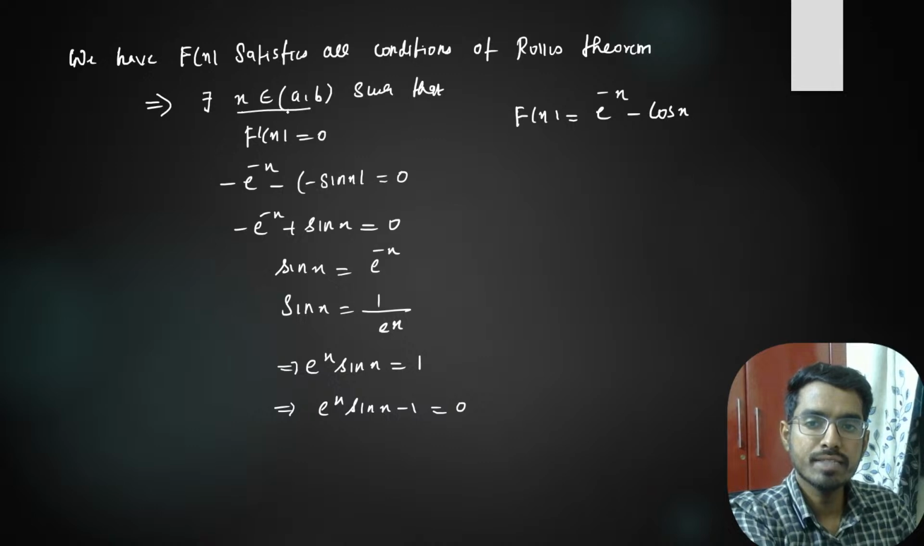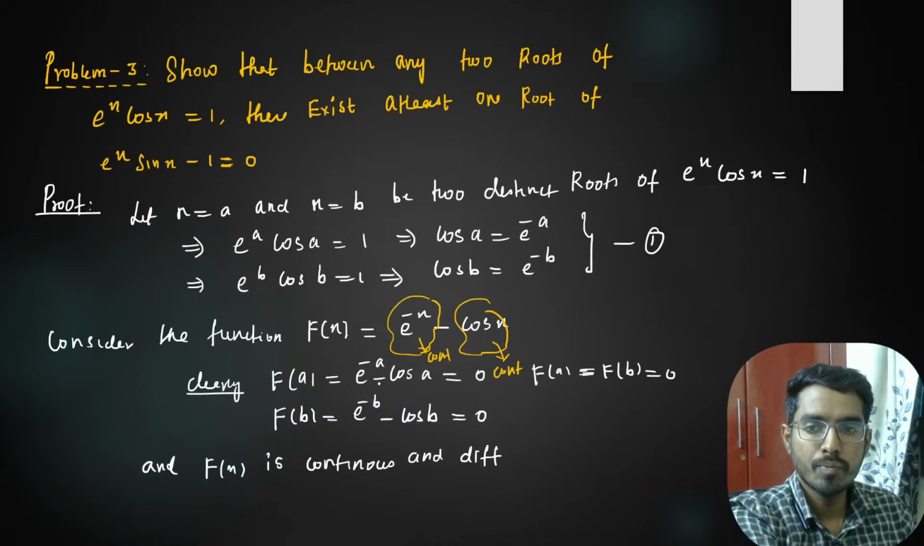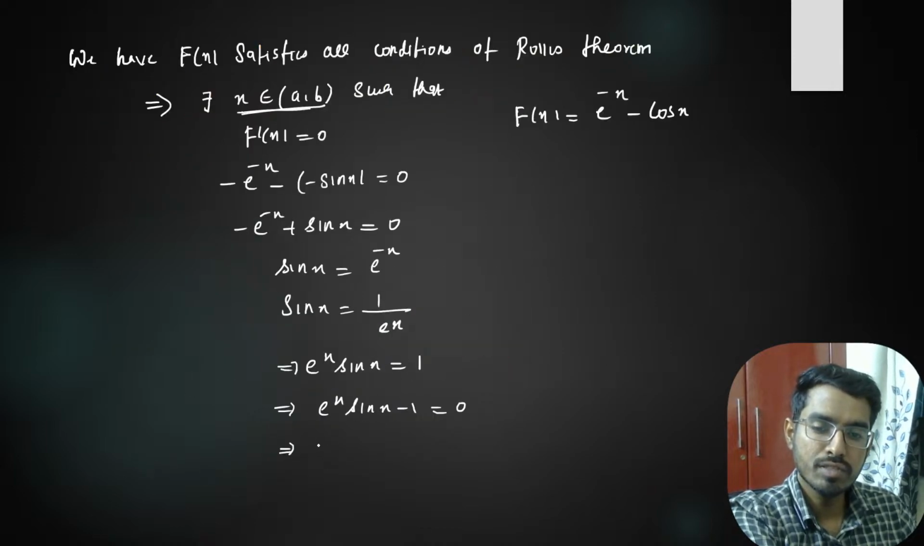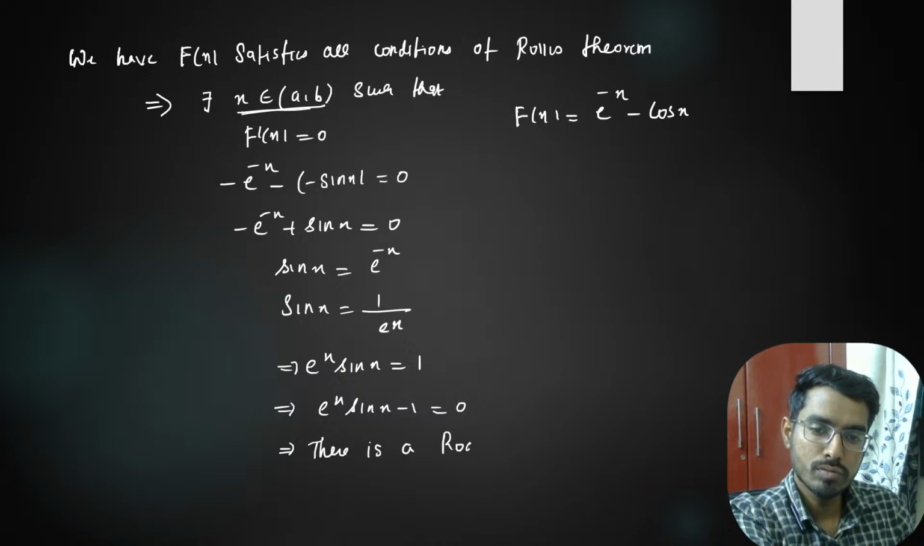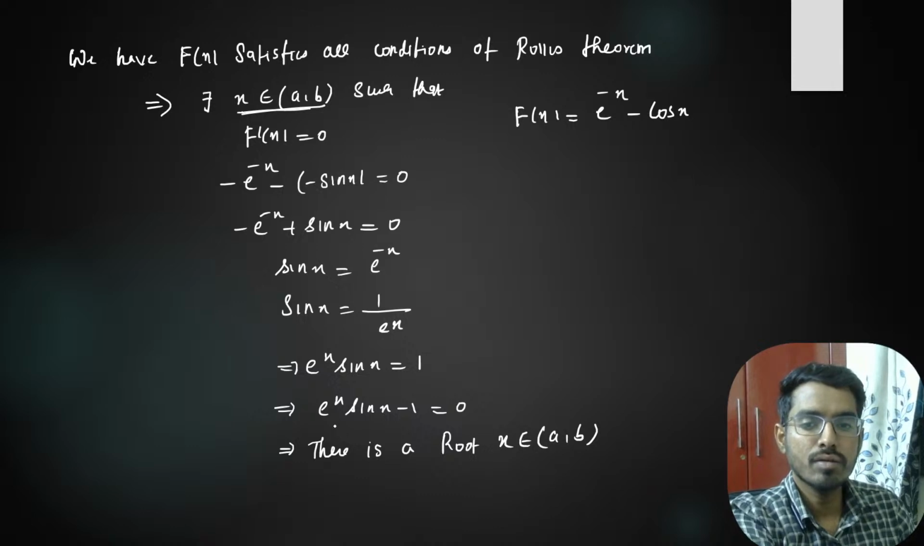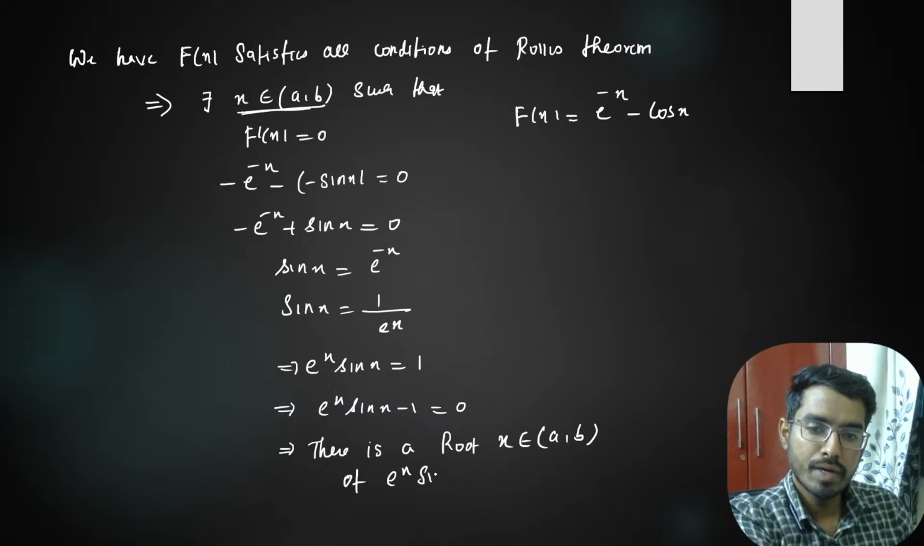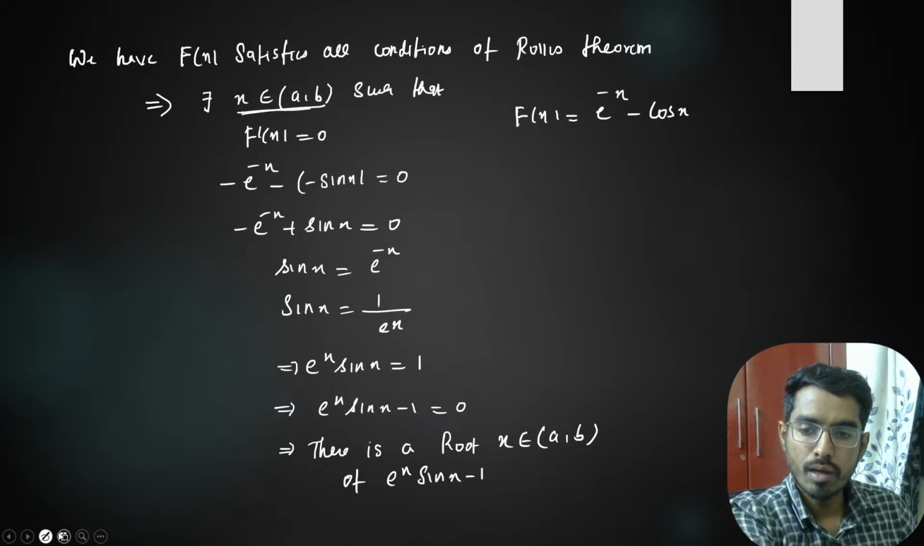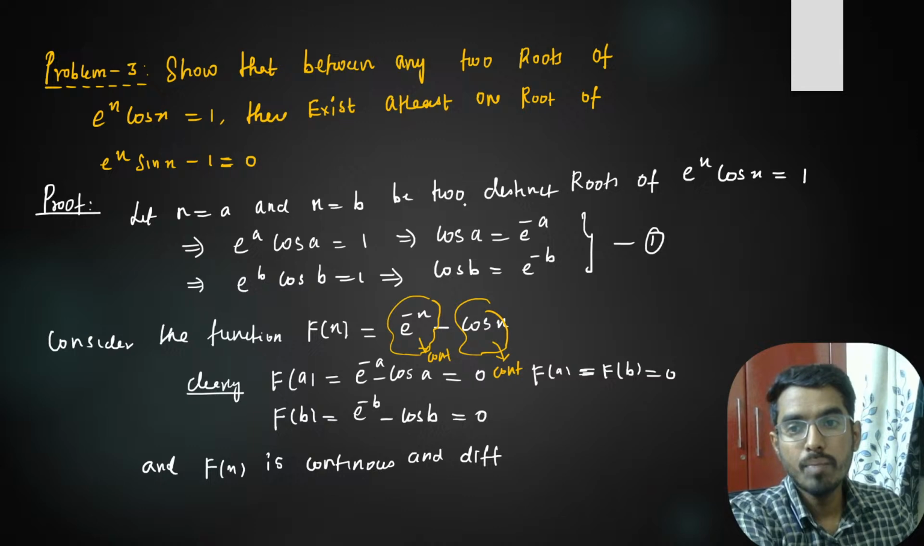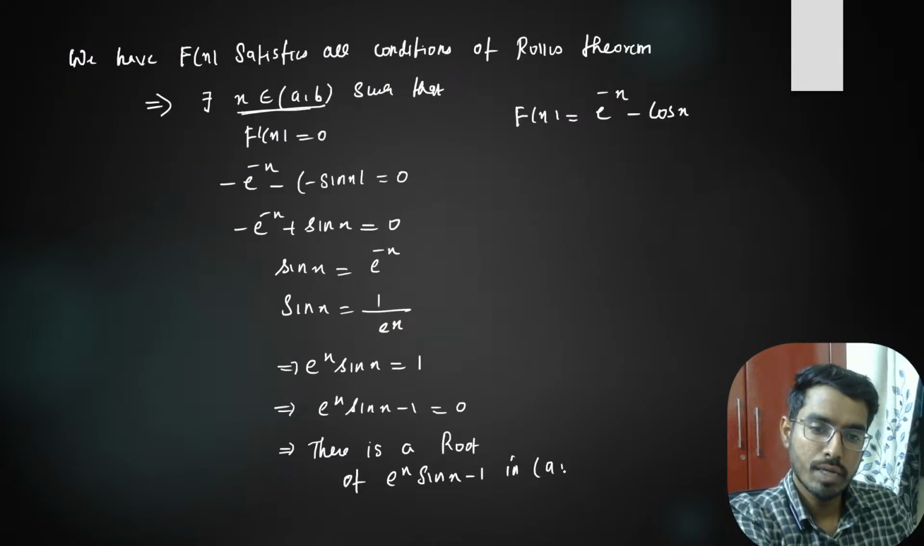That means we have shown an x in the interval (a, b) such that e^x sin x - 1 is equal to 0. That means this implies there is a root x in the interval (a, b) of e^x sin x - 1. a and b are roots of e^x cos x - 1, in the interval (a, b). Hence the proof.